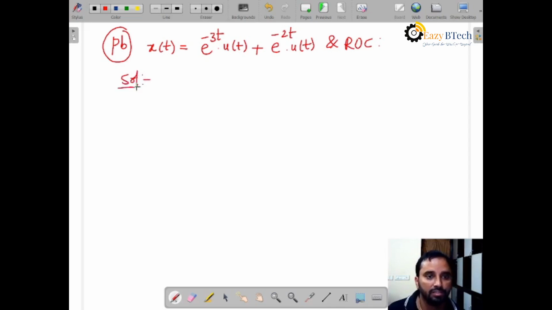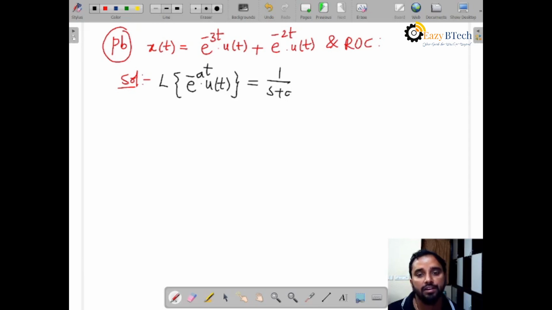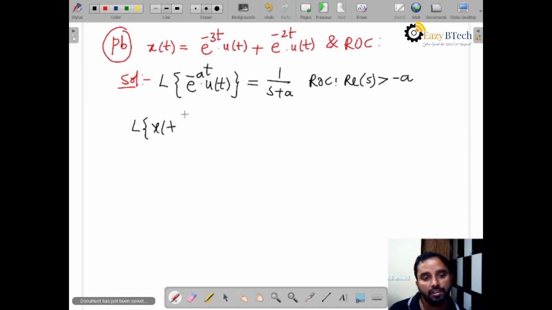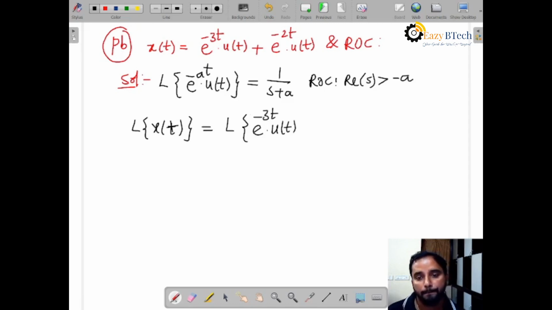Already we know the Laplace transform of e power minus a t u of t. What is the answer? 1 by S plus A. And what is the ROC here? Real part of S is greater than minus A. So if you take the Laplace transform of x of t, it is equal to the Laplace transform of e power minus 3t u of t plus the Laplace transform of e power minus 2t u of t.